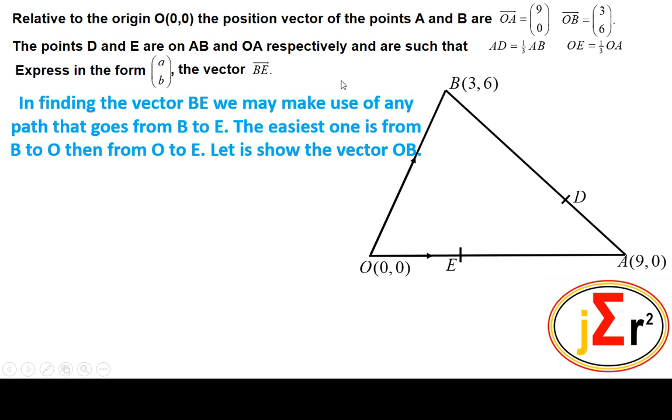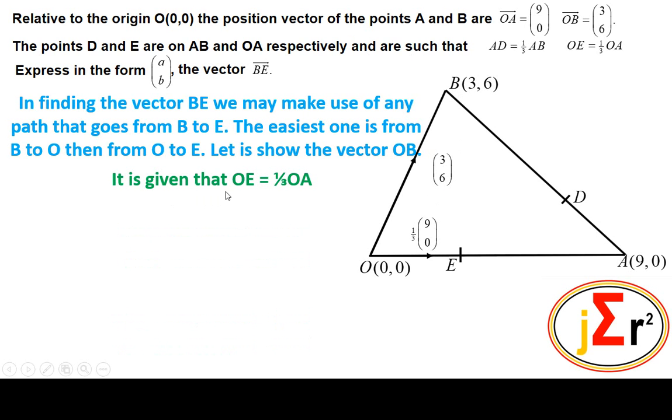that the vector BE, while we expect it to go from B to E, does not necessarily have to do that directly. It may go from B to O, then from O to E. The first vector that we have mentioned right here is the vector OB. The vector OB is given to be 3, 6. This path will play a very important role in us finding the vector BE.